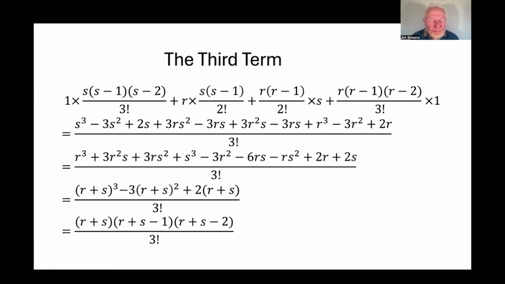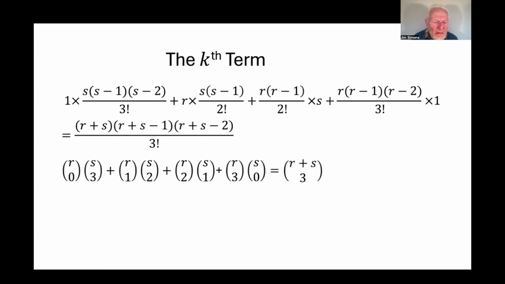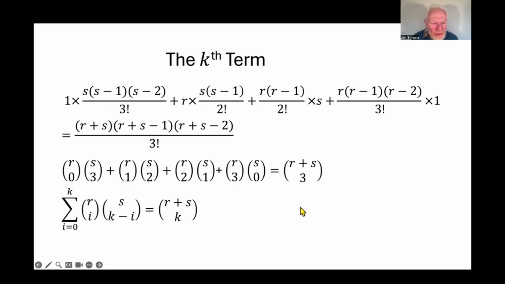Great. So now let's look at the kth term. Let's look at the cubic term again. That's what we just proved. We can write that this way. So that's r choose 0 times s choose 3 and so on. That's got to be r plus s choose 3. So the general term is going to look like that. We need to prove that.